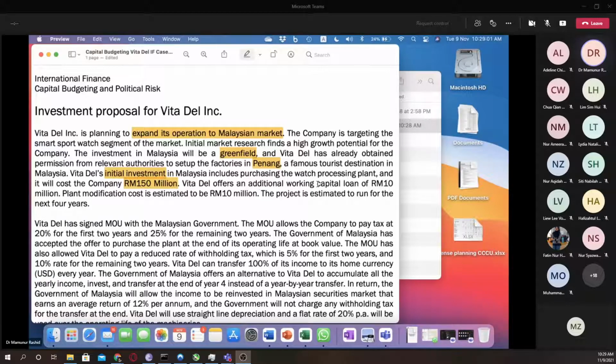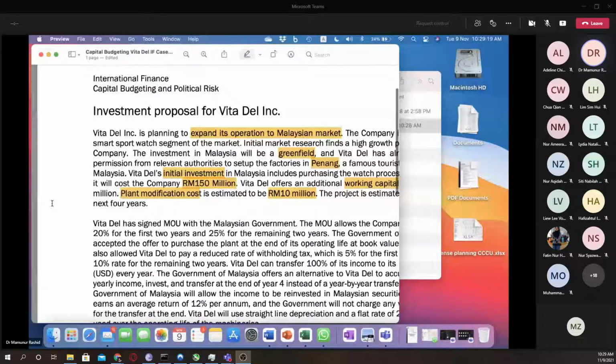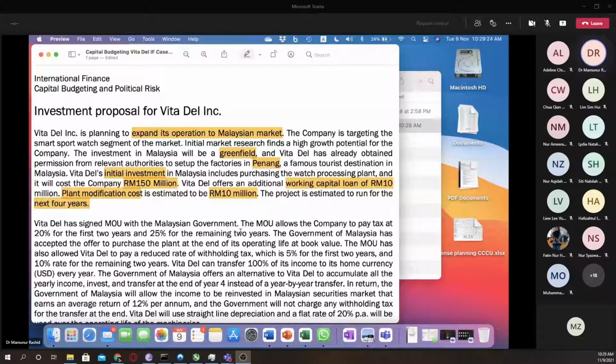Vita Dell offers an additional working capital loan of RM 10 million. There is also a plant modification cost, estimated to be RM 10 million. The project is estimated to run for the next 4 years. This is vital information. So this project is going to last for the next 4 years. Okay, so I will pause for 1 minute. You go through this vital information again.